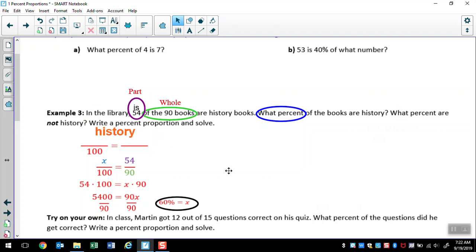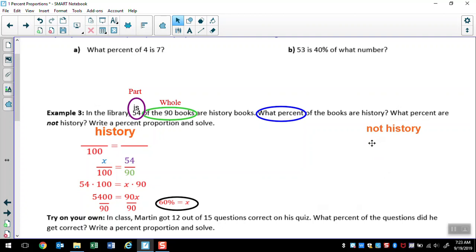All right, now, what percent of the books then are not history? Well, there's a couple of different ways we could go about doing this. Let's just practice solving it the proportion way, just to have another way. You may know a quicker way, and when we come to class, I'm going to ask if anyone was able to come up with a quicker way to figure out this next part. But for now, let's do the proportion way.